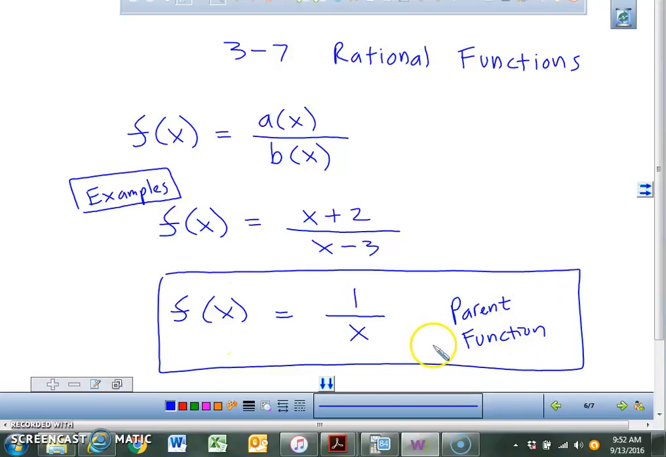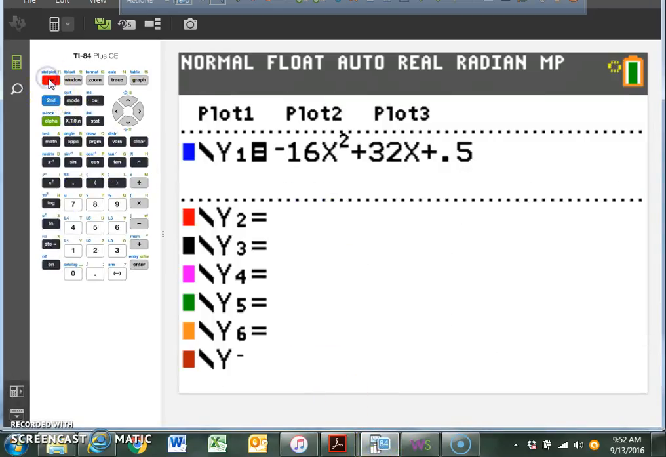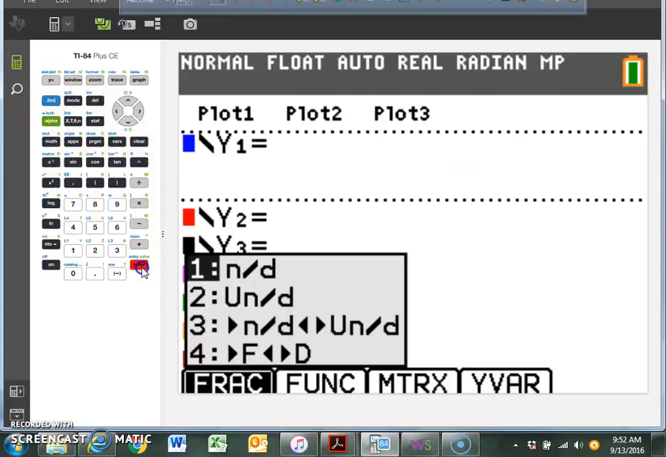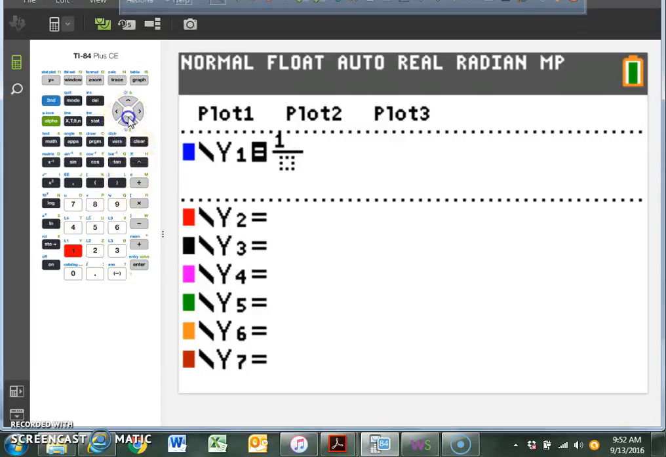parent function right here. A rational function is basically when you have x values not just in the numerator but also in the denominator. So this is the parent function for all rational functions. Okay? So let's go ahead and type that into our graphing calculator and see what it looks like. Get y equals. I'm going to clear this out. Do alpha y equals enter. And do 1 over x.